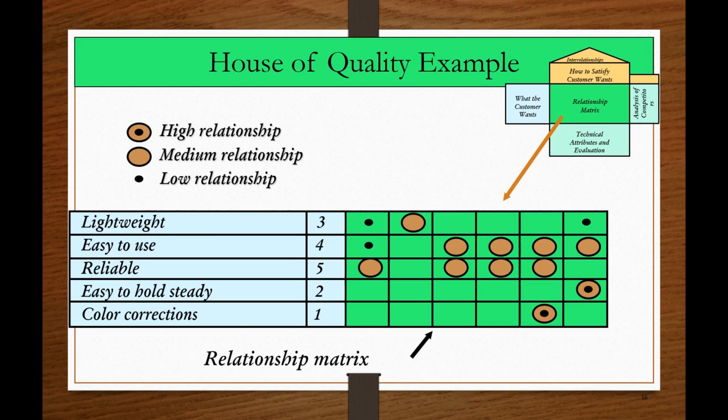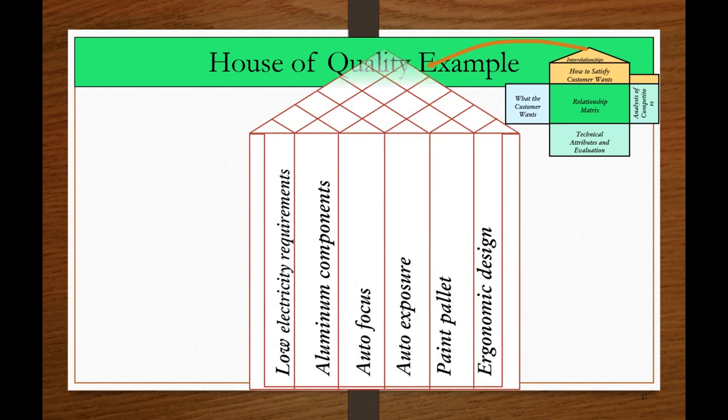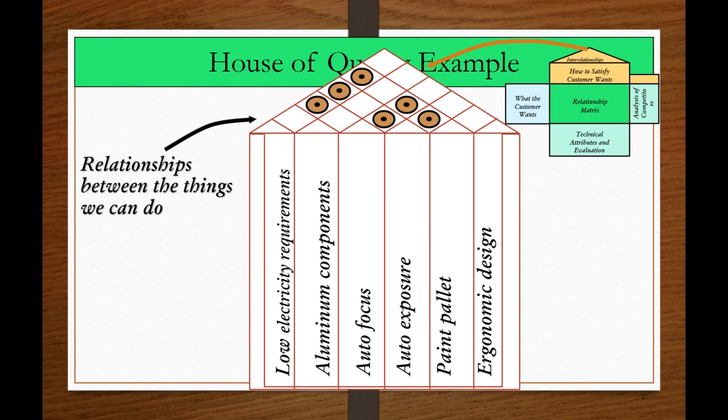How to calculate the relationship metrics? For high relationship, the value is 5. Medium relationship, the value is 3, and low relationship, the value is 1. That means 5, 3, 5, 4, 3, 2, 1 in that sense. And according to that, before that, let us discuss the interrelationship. So we have low electricity requirements having a relation with autofocus. Aluminum components have no relations. Autofocus has relations with the auto exposure as well as paint palette, etc.